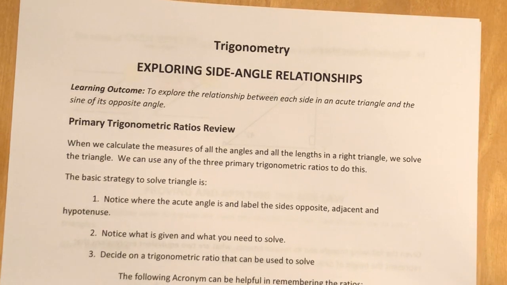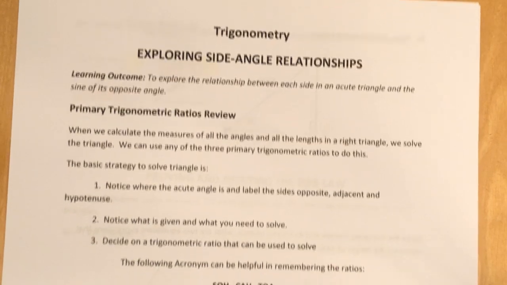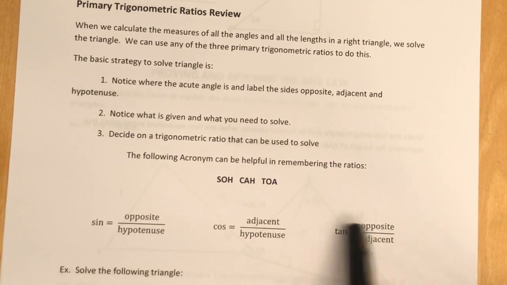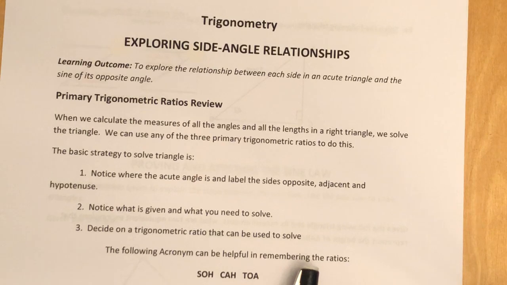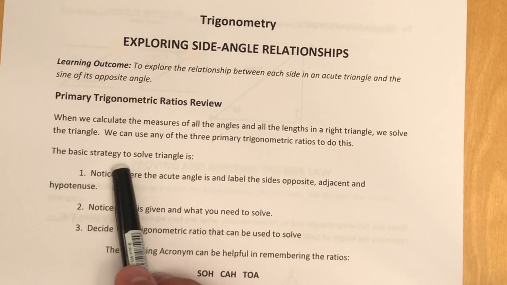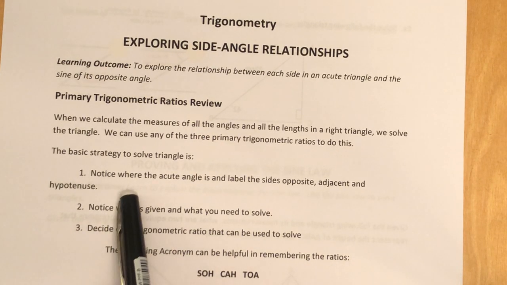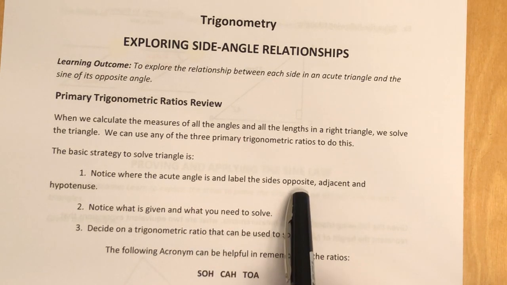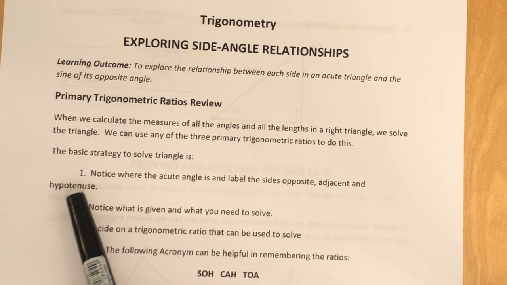When we calculate the measure of all the angles and all the lengths in a right triangle, we solve the triangle. We can use any of the following three primary trig functions or trig ratios. And that would be using sine, cosine, and tan. And the basic strategy is the following. Notice where the acute angle is and label the sides opposite, adjacent, and hypotenuse. And it's all based on where we're looking from.